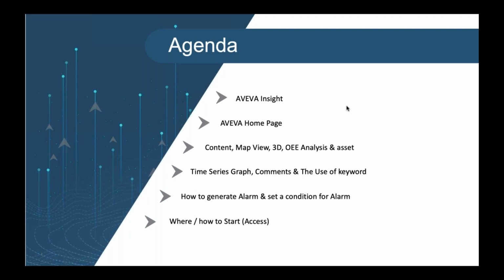First of all, we will have again a recap, an introduction on the AVEVA Insight. Then we will explain more on the home page, what you will be expecting from the home page when you access the demo website. We will talk more about the contents, the map view, graphics, 3D graphics, the OEE analysis, and so forth. We will talk as well about the different type of graphics that you can get from a chart or from a column chart, from a grid analysis as well. It's a different type of components and contents that you can get with.